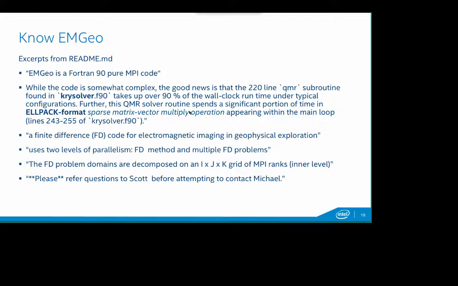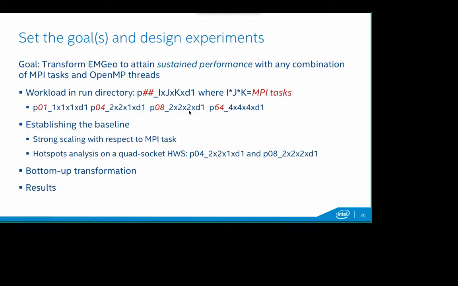So knowing EMGO, in any application, you have to know what you are going to work with and what the key part of the code is. If you don't know what they mean, it means that we have to discover. And let's say we want to discover that, even though the README file has a very good description.